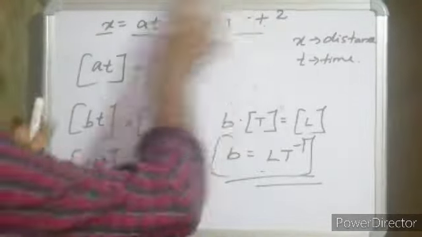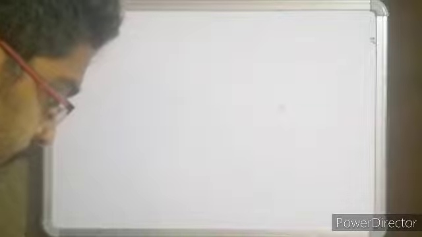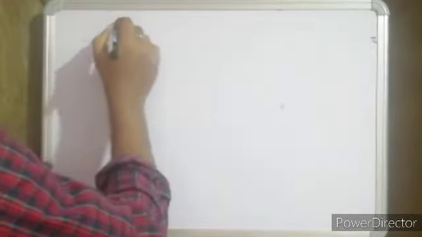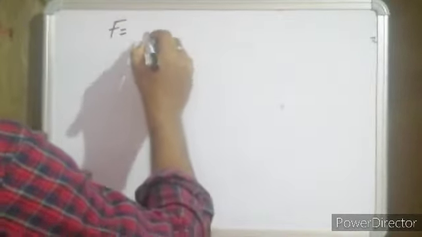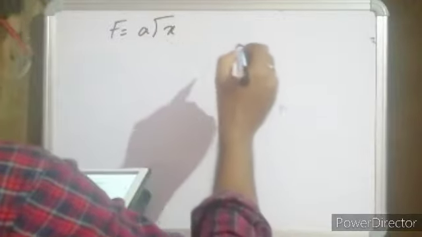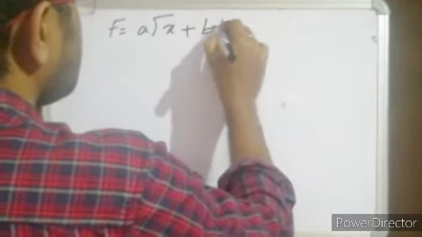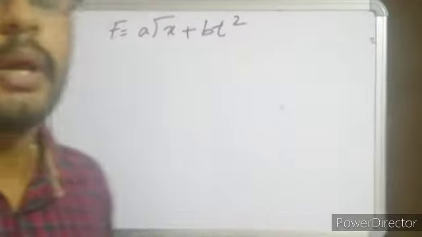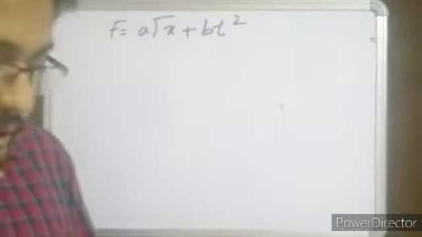Again, all these things we are doing on the basis of the principle of homogeneity. And coming to your next question, it is given F = a√x + bt^2, where F is force, x is distance, and t is time.